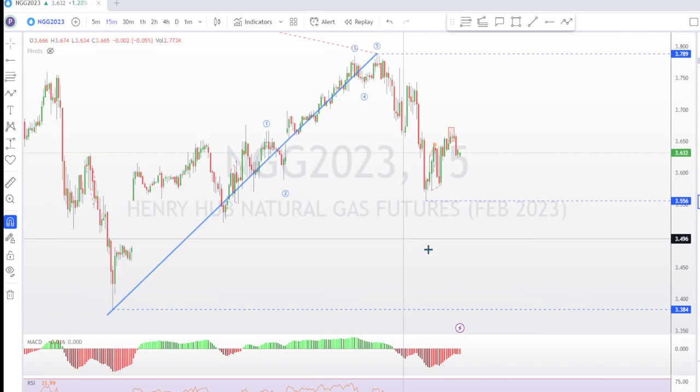But obviously, if they come back up here and break this high of 3789, then this was just an ABC correction. So it's hard to tell right now what they're doing, but this came down pretty hard, and we don't have any divergence. So I'm wondering if this starts to break down tomorrow. So keep an eye on 3556. If they break that, I think we're going down to break the low one more time.